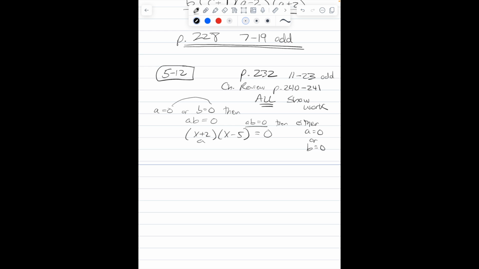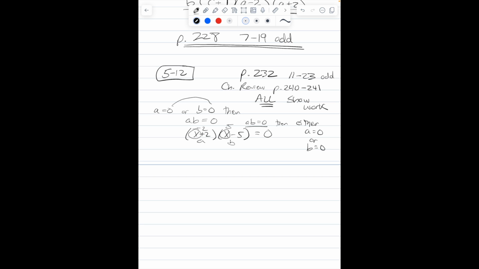So here we have an A, here we have a B, symbolically. And if x plus 2 times x minus 5 is going to equal 0, then either this x is negative 2 or this x is 5.